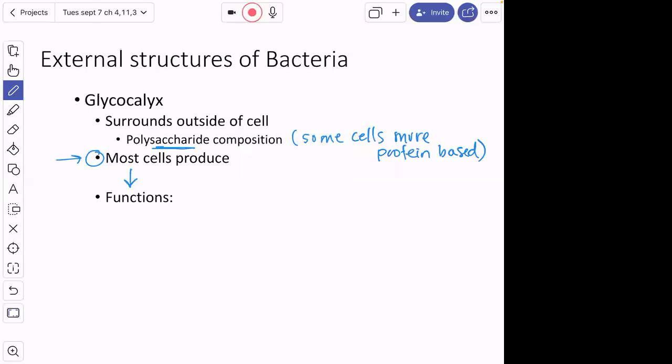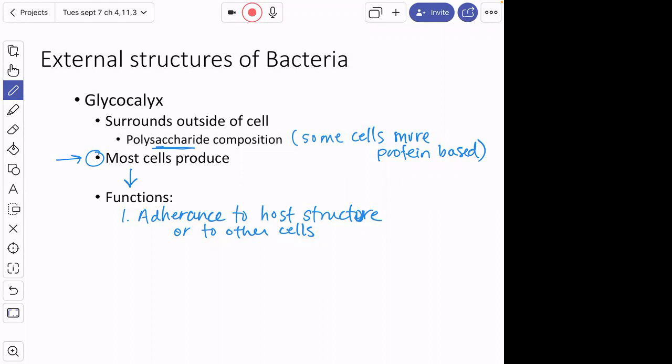Okay, so three main functions: adherence, either to some kind of host cell or structure, or to other cells, other bacteria cells, like if it wants to make a biofilm, right? Lots of cells together in kind of community, they kind of stick together with this slimy glycocalyx.